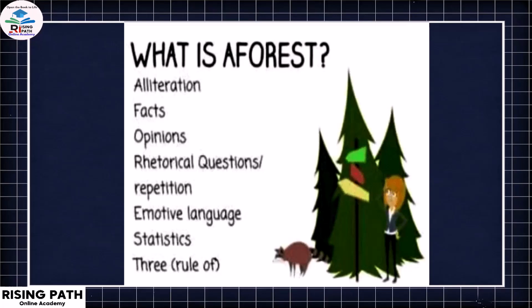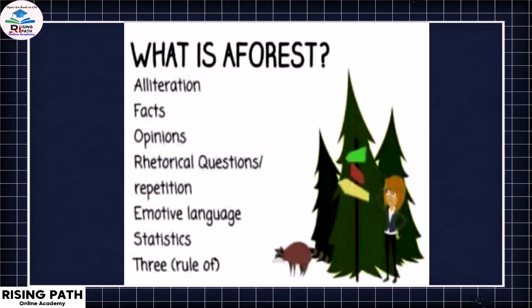The AFOREST technique is an acronym. A stands for alliteration, F for facts, O for opinion, R for rhetorical questions, again R for repetition, E for emotive language, S for statistics, and T stands for the rule of 3. So this is again a technique which you are going to use. The AFOREST technique is very helpful, and it can make your speech very impressive for the audience, and of course you are going to get better marks.